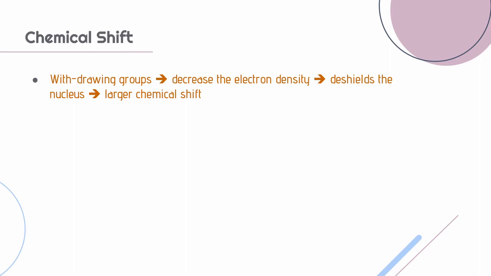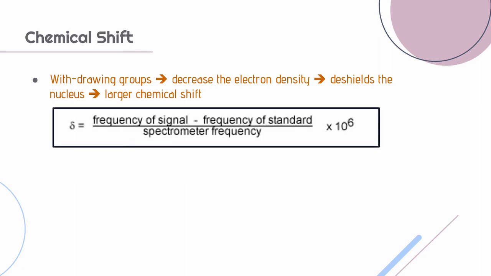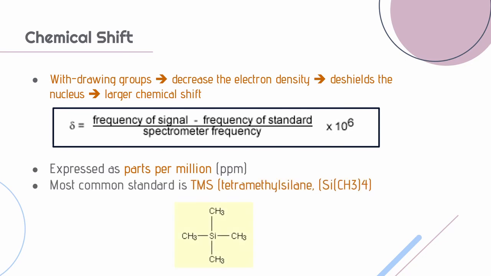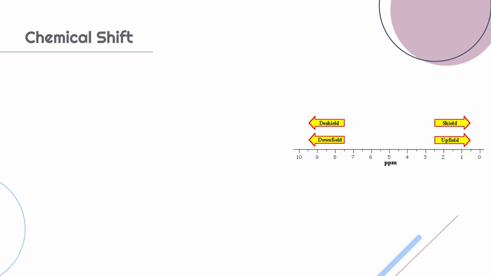Well, chemical shift is defined as the frequency of signal minus the frequency of a standard reference, divided by spectrometer frequency, times 10 power 6. Now 10 power 6 implies that it is expressed in parts per million or ppm. And the most common standard reference is TMS or tetramethylsilane. So a higher chemical shift implies that it lies in the downfield, implies that the nucleus is deshielded more, implies that the nucleus experiences most of the field.